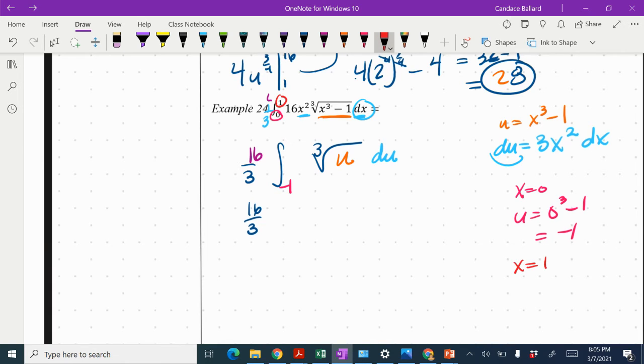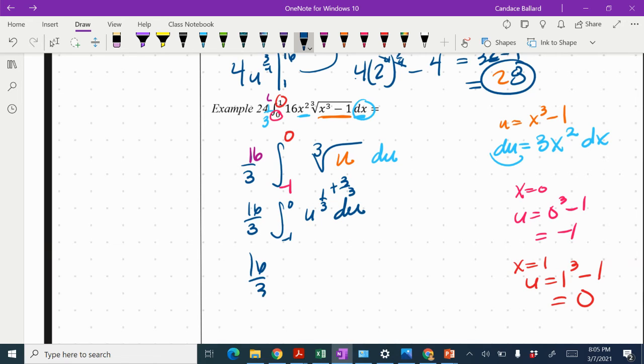So my upper bound is a 1. Plug a 1 in. So x equals 1 would be u equals 1 cubed minus 1, which is going to be 0. But we're still okay. It's still in the right order. So we're looking good. So we're going to go from -1 to 0 of u to the 1/3 power du. Remember, we're going to add 1. So we get u to the 4/3 divided by 4/3, or multiplied by 3/4. Not plus c. We're going to go from -1 to 0.